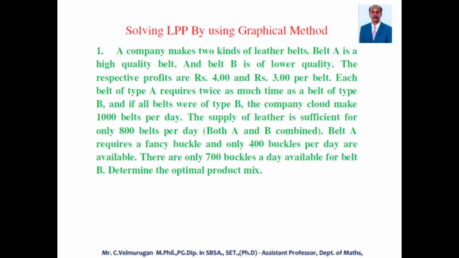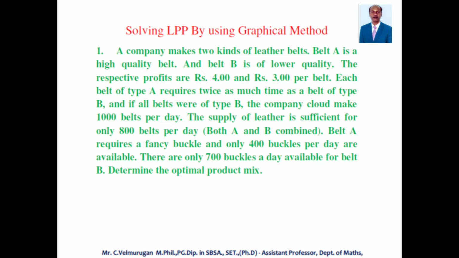So now we discuss one problem. A company makes two kinds of leather belts. Belt A is a higher quality belt and belt B is of lower quality. The respective profits are rupees 4 and rupees 3 per belt. For belt A we get profit 4 and for belt B we get profit 3.